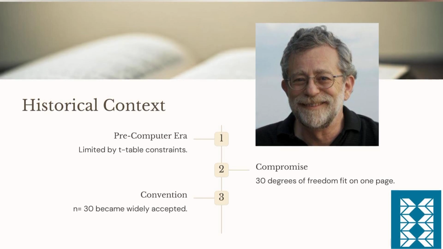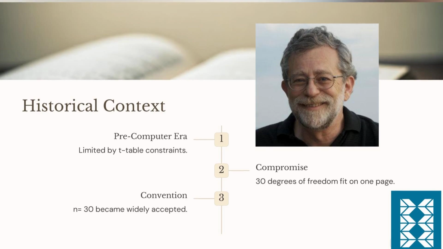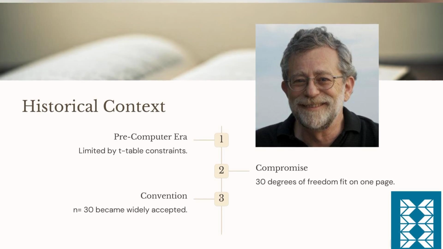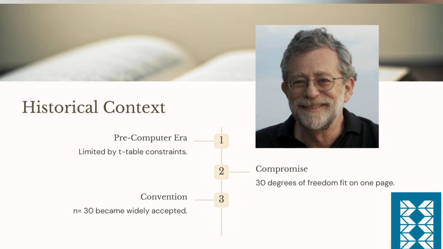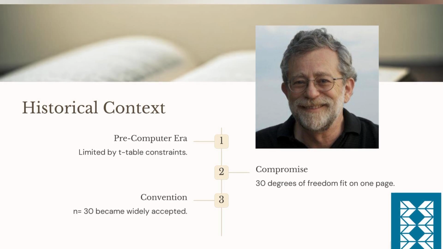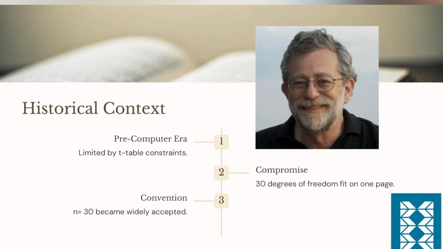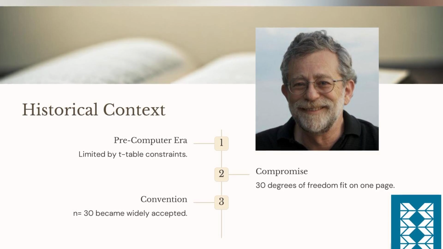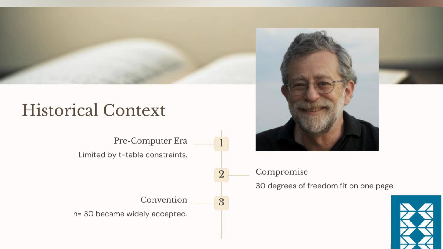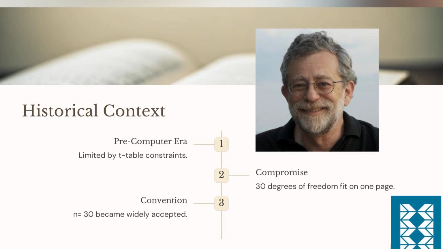When high-power computers were not available, statisticians had to use a t-table only. The t-family goes on and on for any number of degrees of freedom, and t-distribution is really normal if and only if the degree of freedom is infinite. However, it was not practical to have such a long t-table. As a result, a compromise was made at around 30 degrees of freedom because it could fit nicely in one page.